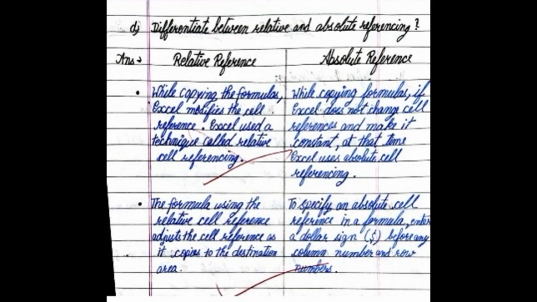And again, in the case of relative reference, the formula using the relative cell reference adjusts the cell reference as it copies to the destination area. But in the case of absolute references, to specify an absolute cell reference in a formula, enter a $ sign before any column number and row number. This was about the question answers part of this second chapter.